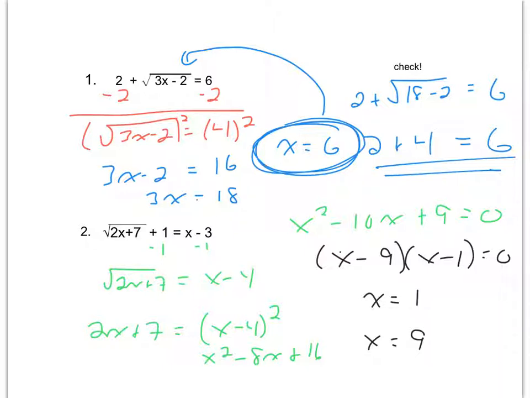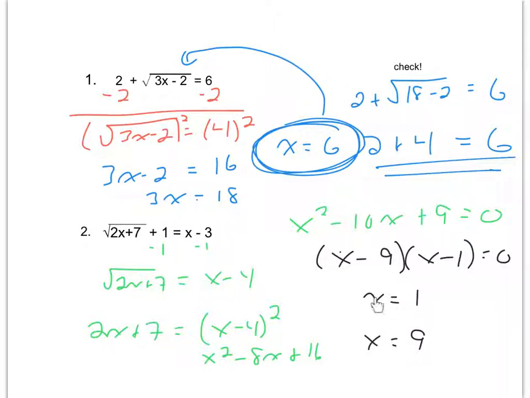Well, now this is a quadratic equation, so I'm going to bring everything to the right side here. I get x squared. I'm going to subtract the 2x: minus 10x. Subtract the 7: 16 minus 7 is plus 9. So I have x squared minus 10x plus 9 is equal to 0. Factor: x equals 1 or x equals 9. Let's check these and see if they work.